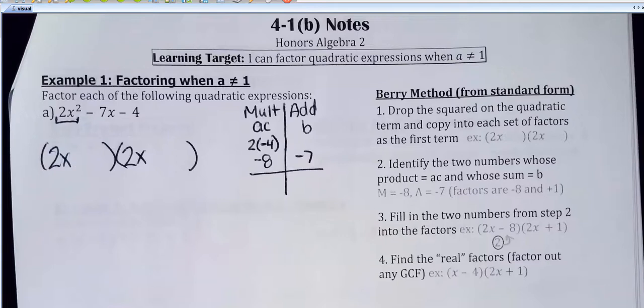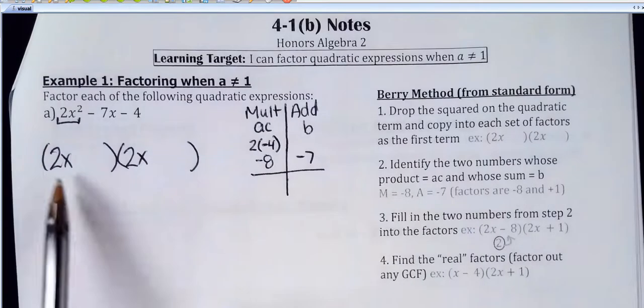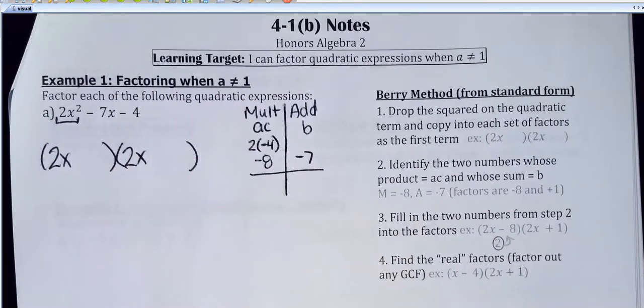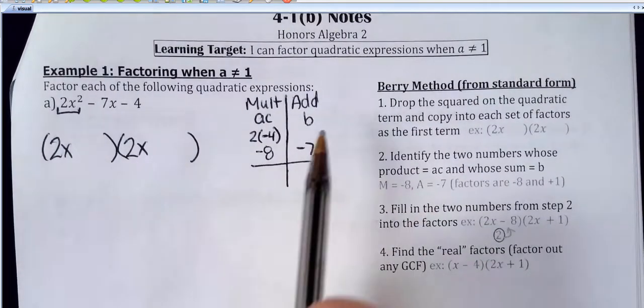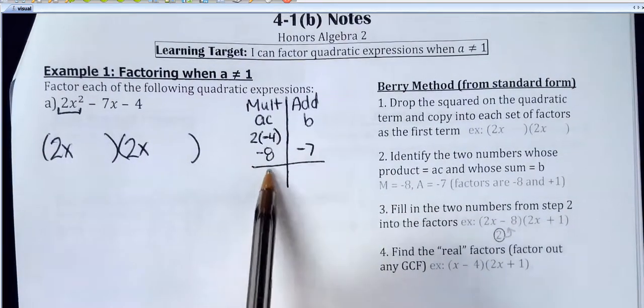Now you can probably say, oh, Miss Grody, hello, if I foiled that back out, 2x times 2x would give you 4x squared, and you'd be correct. But this method just has a little trick to it. So first term, drop the squared, put that at the beginning of each of the factors. And I'm going to fill those in with the two numbers that fit these requirements.